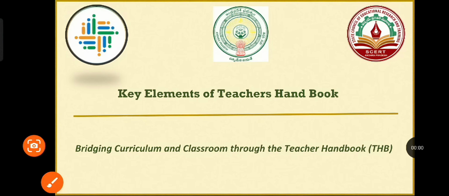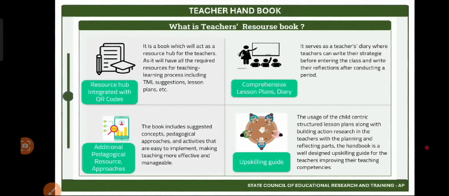Teachers, today we are going to discuss the key elements of the Teacher's Handbook, bridging curriculum and classrooms. Here we shall discuss the Teacher's Resource Book. The Teacher Resource Book is a rich resource hub integrated with QR codes and comprehensive lesson plans and diary, along with additional pedagogical resources and approaches.